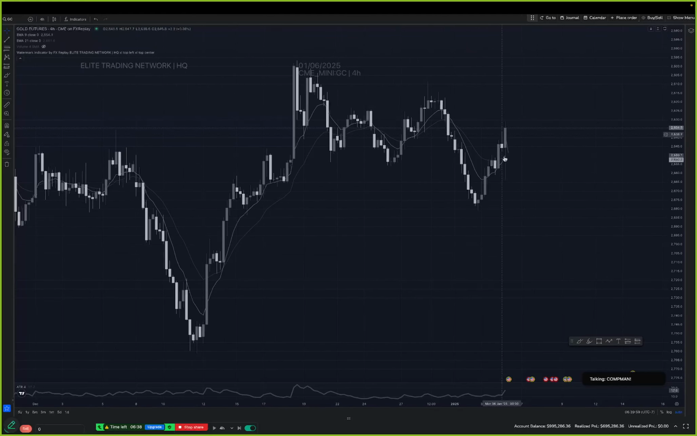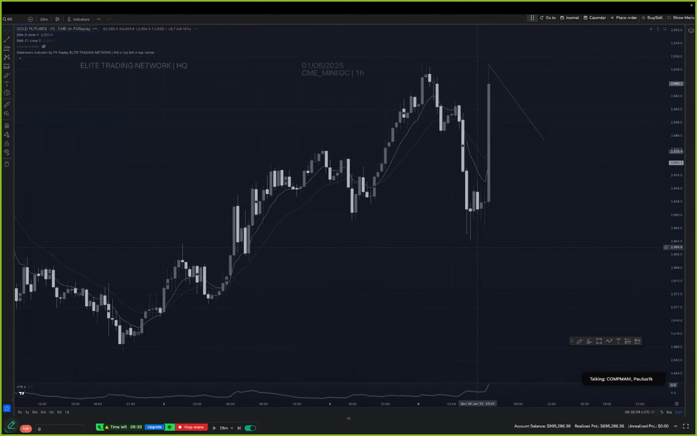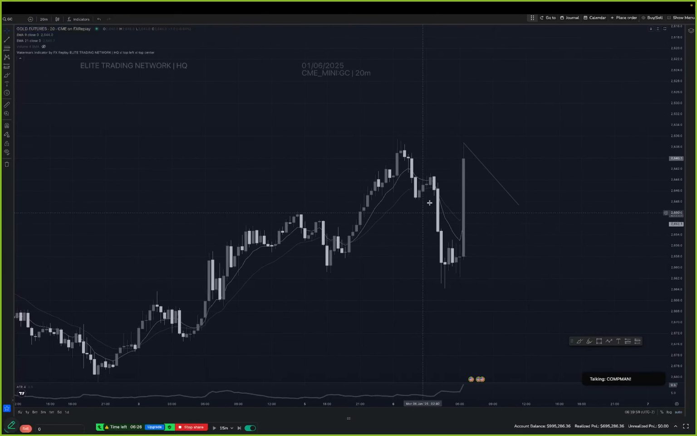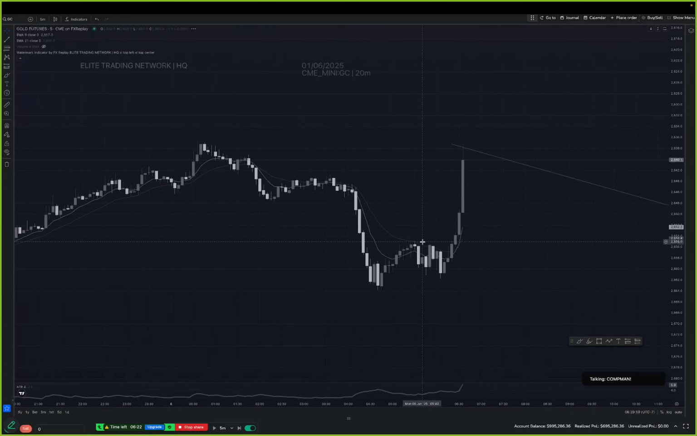This wick, some people would argue, is like choppiness or whatever. No, this is showing an insane amount of strength coming into the market. I like to see this. Hourly, very strong. 20-minute, very strong. These are very questionable candles sometimes, because sometimes they'll just skyrocket off, or sometimes they'll be the quickest tap out ever. So we'll see.